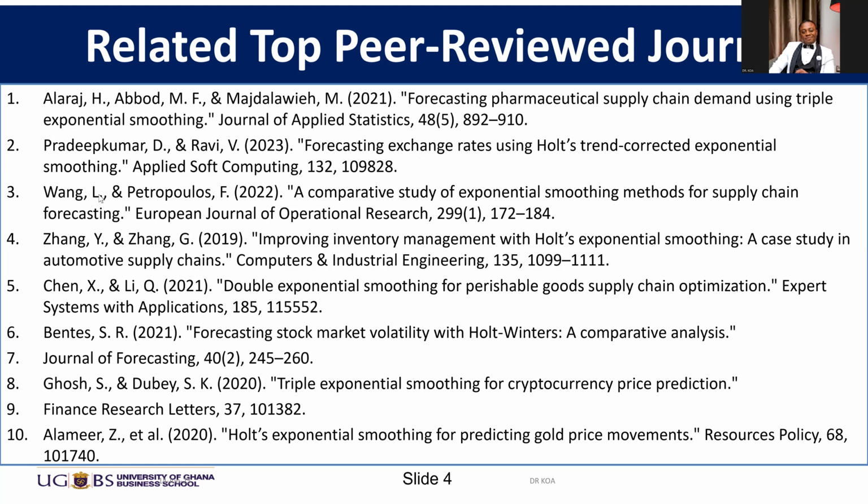There's a paper also published in 2022 in the European Journal of Operational Research. They used the exponential smoothing method, and they used the Holt, which we are going to look at today. And then you have some applied in inventory management, the Holt as well. So today we are going to look at the Holt and you are going to understand it. Then Shen 2021, double exponential smoothing, which is also the Holt, published in Expert Systems with Applications. And even in the Journal of Forecasting, a very highly reputable journal, Forecasting Stock Market Volatility with Holt Winters, which we shall look at today. They use a triple exponential smoothing.